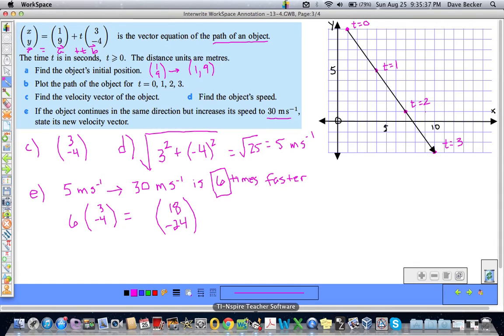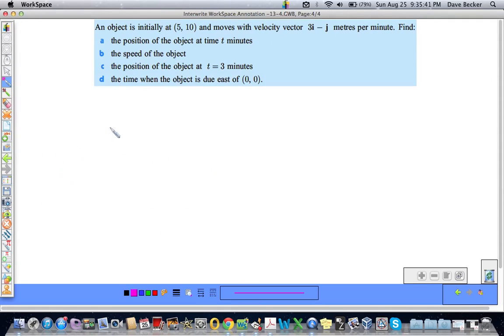Okay. All right, one more example, and I will be quiet. It's not that difficult. An object is initially at (5, 10), and moves with velocity vector 3i minus j meters per minute. In unit vector form, I'm going 3, negative 1, and put it in component form. Find the position of the object at time t minutes. Not the initial position, the position of the object after a specific time.